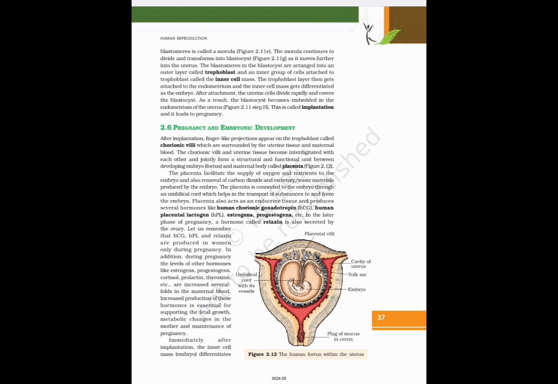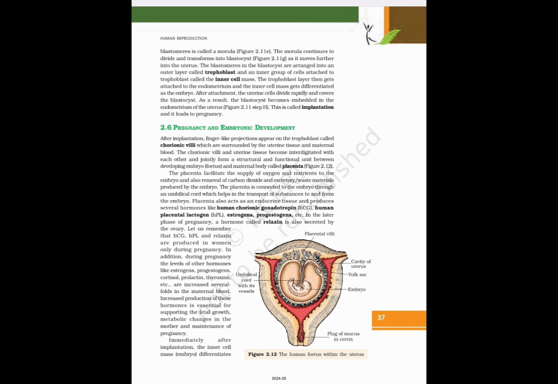The placenta is connected to the embryo through an umbilical cord which helps in the transport of substances to and from the embryo. Placenta also acts as an endocrine tissue and produces several hormones like human chorionic gonadotropin, human placental lactogen, estrogens, progestogens, etc. In the later phase of pregnancy, a hormone called relaxin is also secreted by the ovary. Let us remember that HCG, HPL, and relaxin are produced in women only during pregnancy.